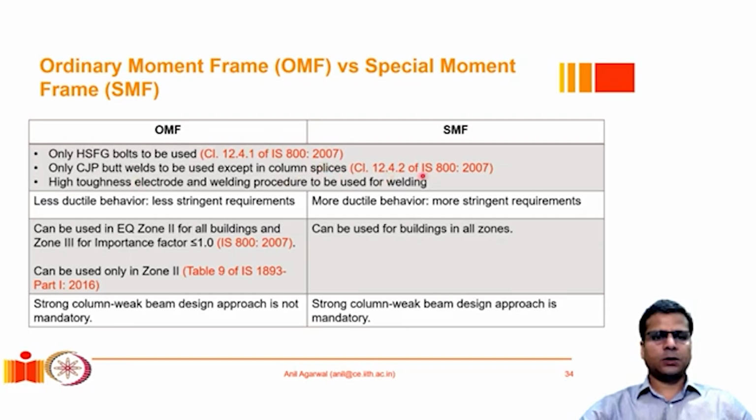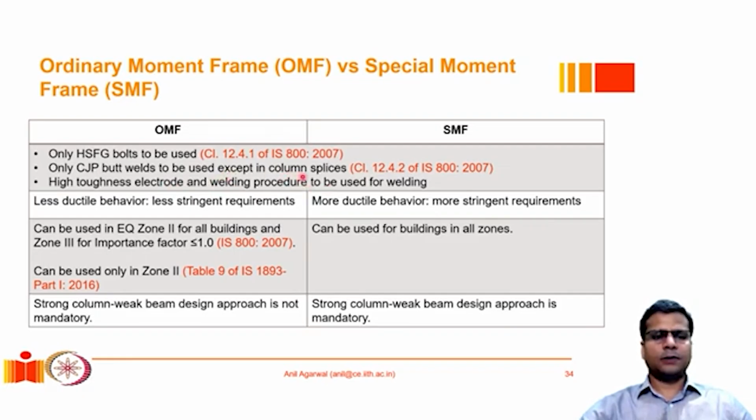Also, the same code mentions that in locations where there is supposed to be a butt weld subjected to critical loading conditions, only complete joint penetration weld should be provided. That too, the weld electrode should be of high toughness, and the welding procedure that is followed should also lead to a high toughness weld.